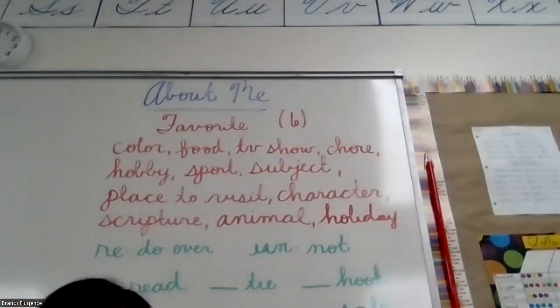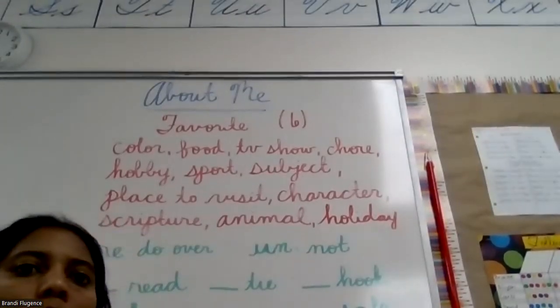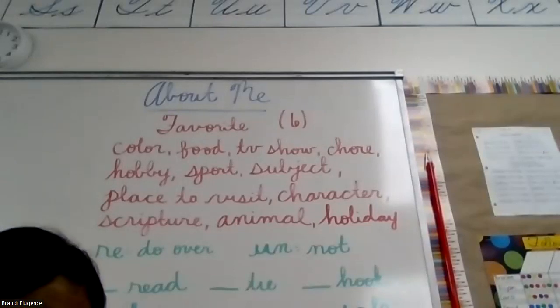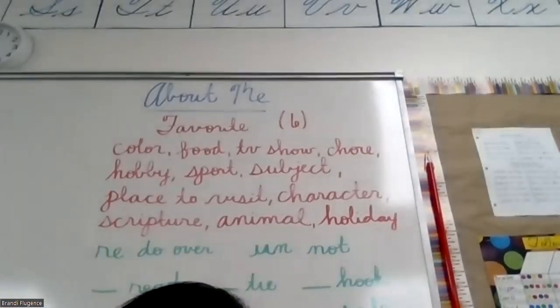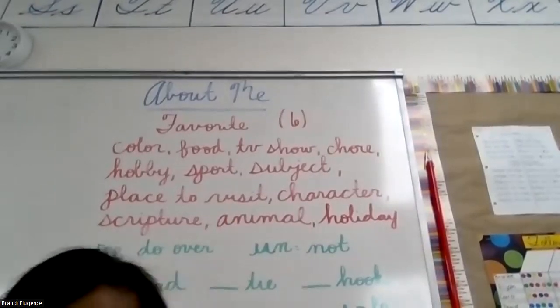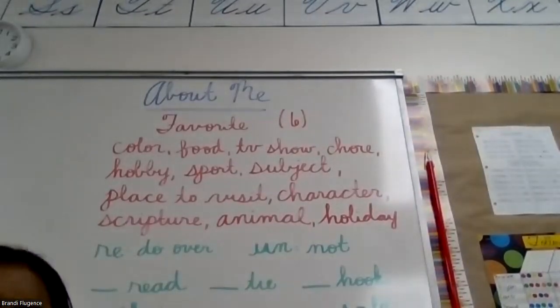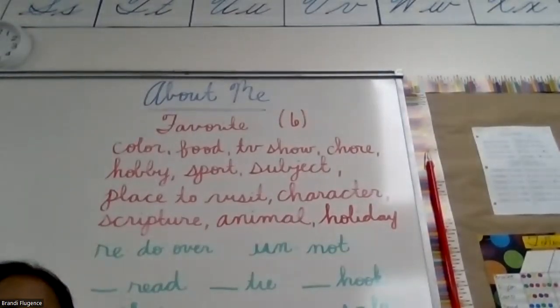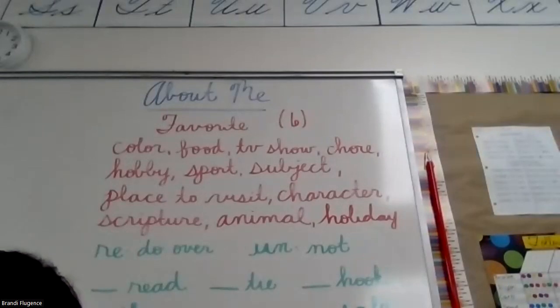Okay, I'll. How do we write the contraction I'll? I-L-L, I'll. That's I will, I'll. Okay, second row. Write the sentence. Throw that bread away.